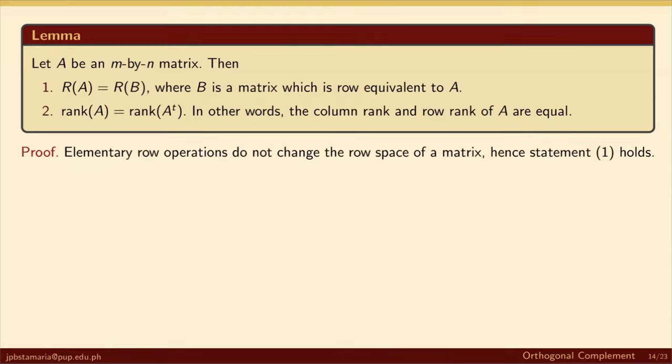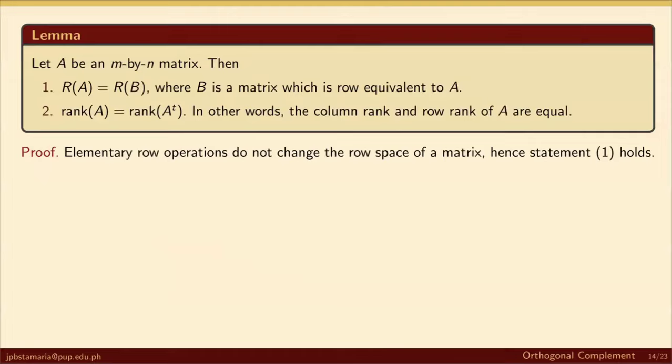Okay? Now, we're going to explain number two. Let's read number two. The rank of A is the rank of A transpose. We know very well that the rank of A is what we call the column rank, while the rank of A transpose is the row rank. So in other words, lemma number two says that the row rank and the column rank are the same for any matrix of any size.